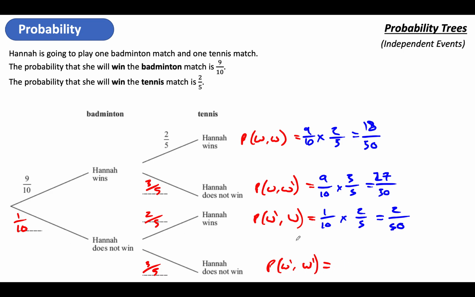And lastly, what about losing at both? So losing at badminton, 1/10, losing at tennis, 3/5.